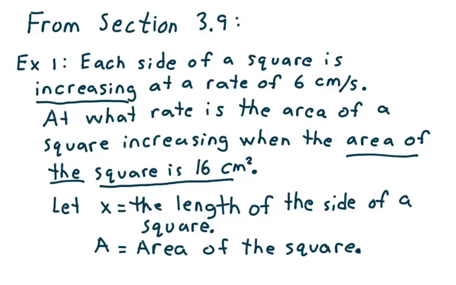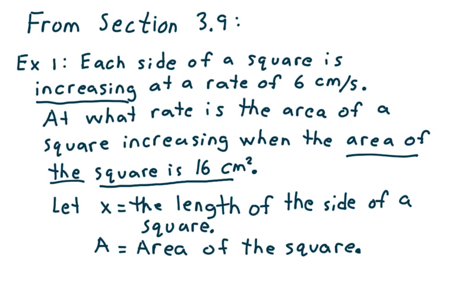This is a video from section 3.9 in a Calculus 1 class. It's on related rates. Let's take a look at example 1. Each side of a square is increasing at a rate of 6 centimeters per second. At what rate is the area of the square increasing when the area of the square is 16 square centimeters?